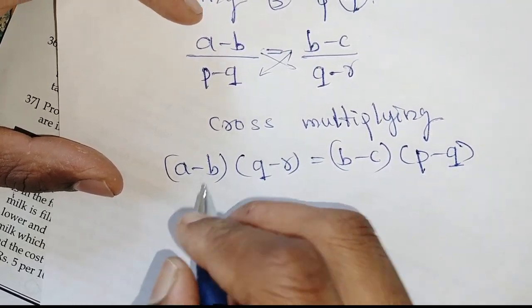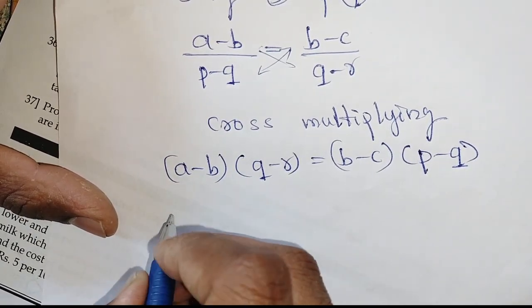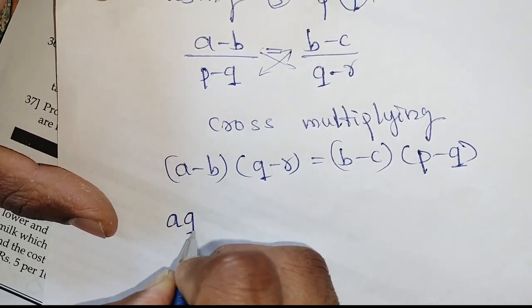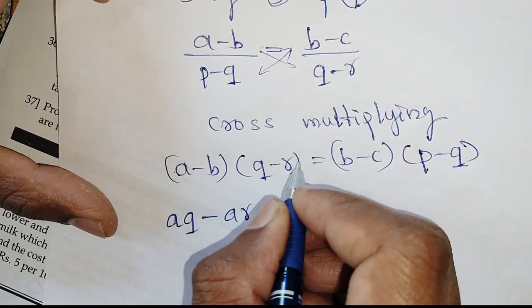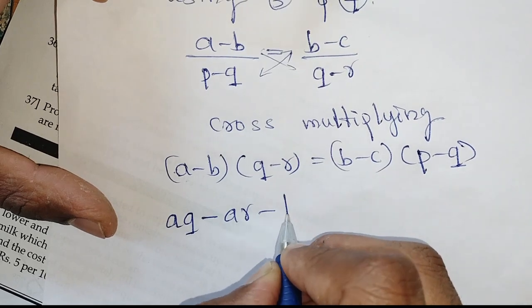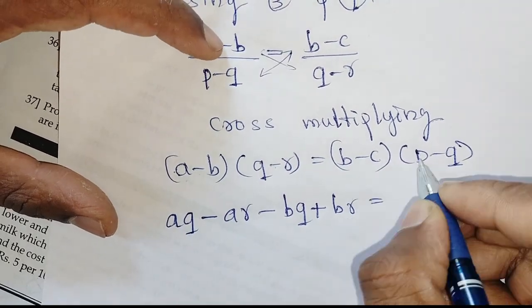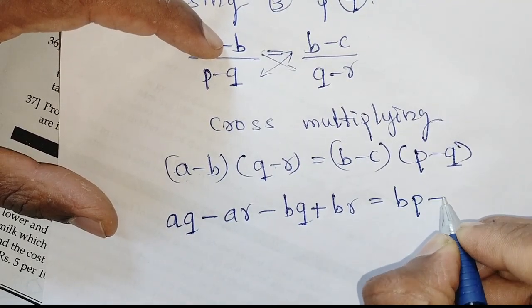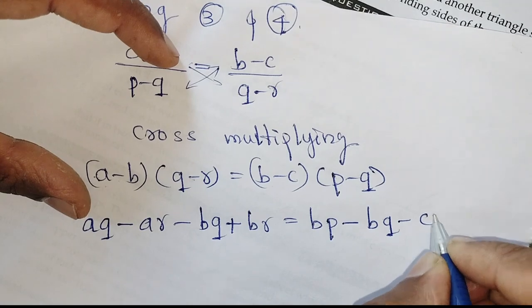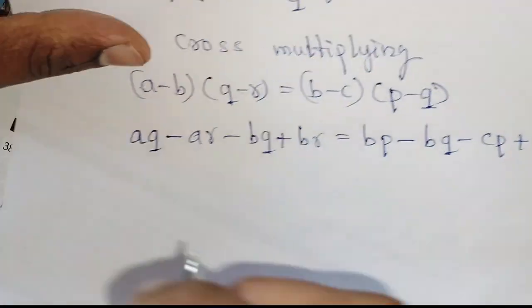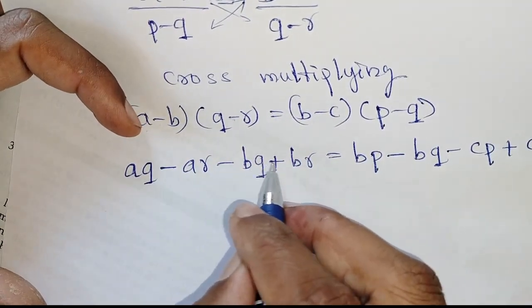And now expanding, multiplying: a times q is aq, minus ar, and minus b times q is minus bq, plus br, equals bp minus bq minus cp plus cq. Here aq minus ar minus bq plus br.